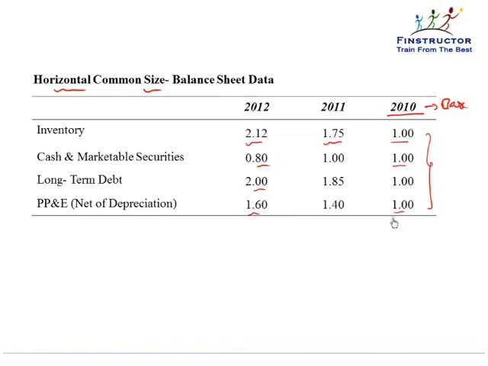So we see that the company has become bigger. There's more inventory, more debt, more plant and machinery, and it's not keeping much cash, so it's well utilizing its cash in buying assets or inventory is what it looks like.